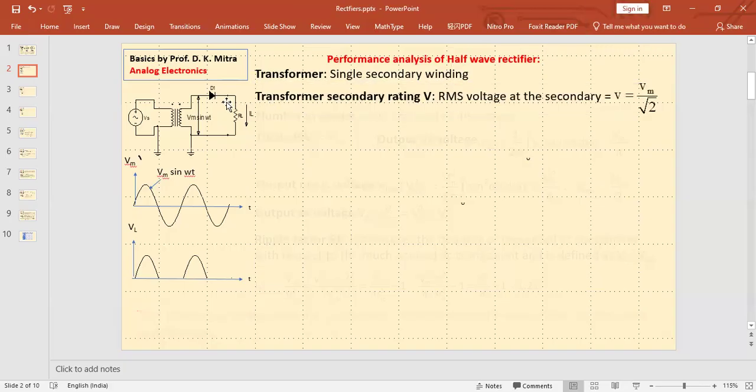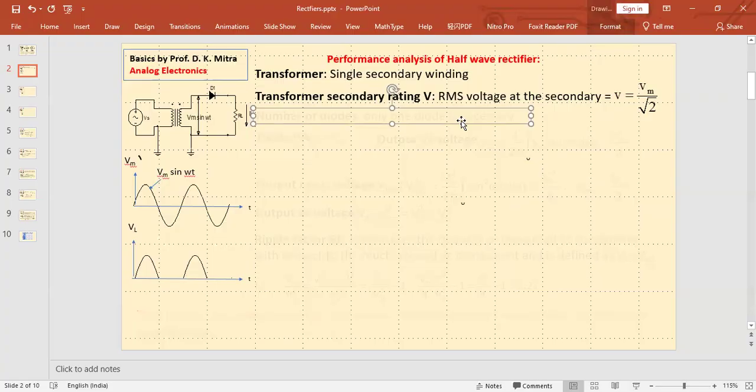Second point, the transformer secondary rating, because the cost of the transformer depends upon the secondary rating also. We have always designed the transformer in such a way that the output voltage is Vm. The turns ratio has been decided in such a way. Output is Vm, and the secondary rating is always expressed in terms of RMS. So the RMS voltage of the secondary is Vm by root 2. This is the transformer secondary rating.